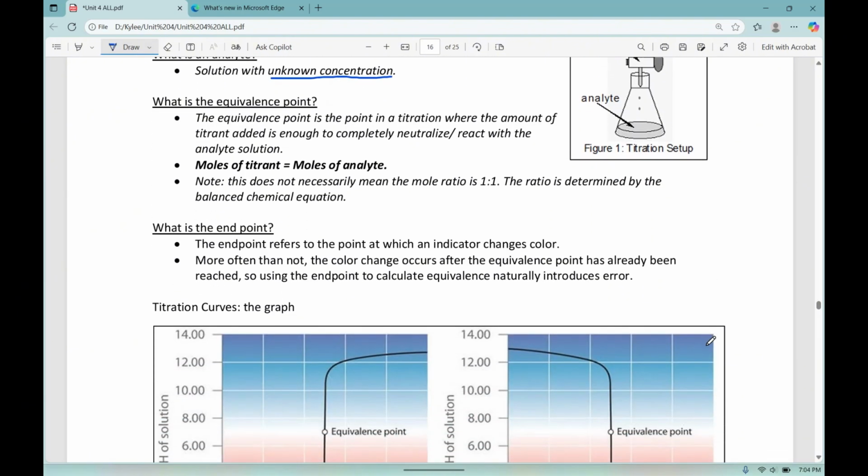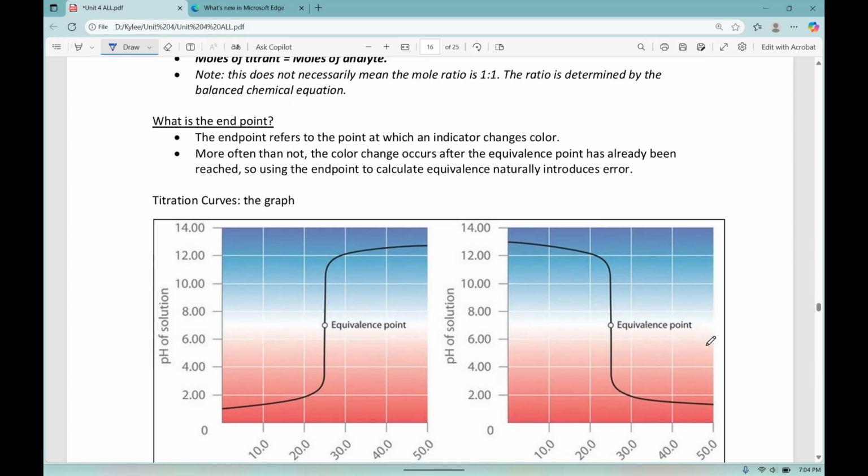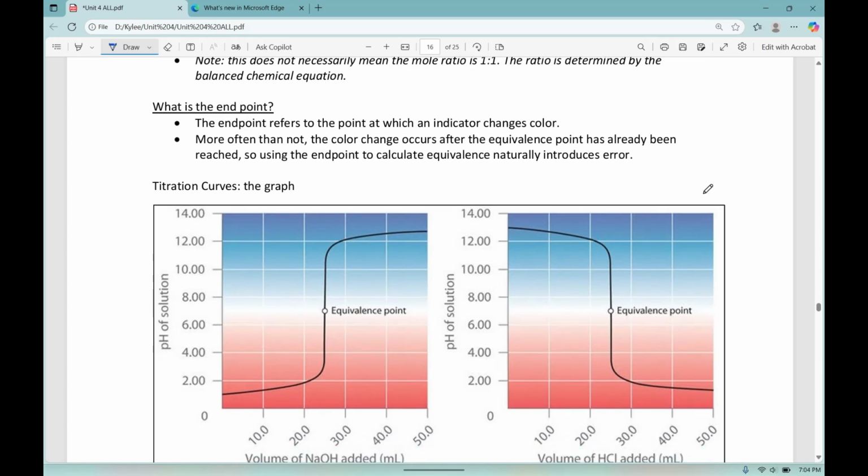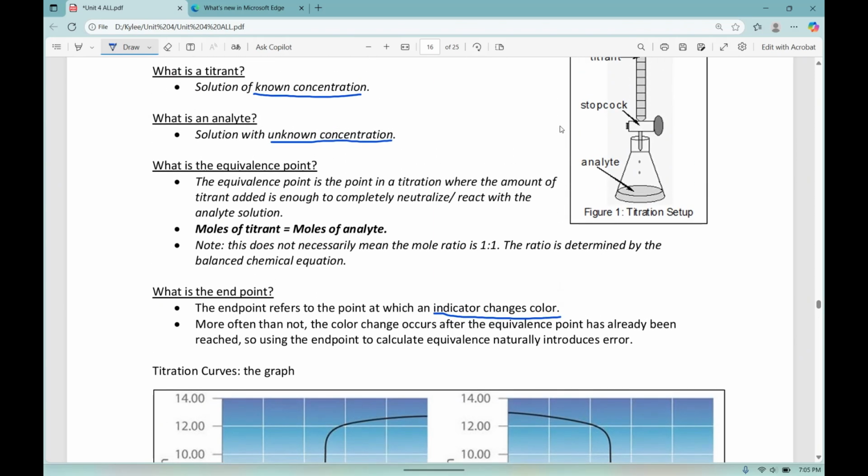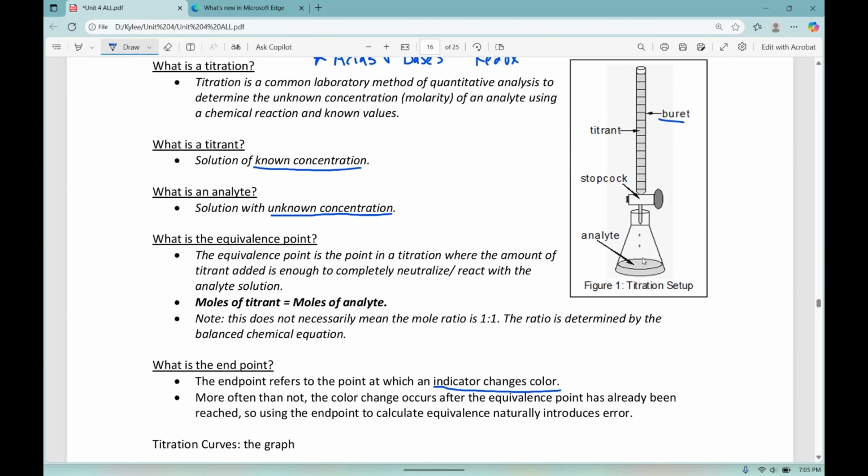The endpoint of a titration refers to the point at which the indicator changes color. So usually we're doing this experiment and we're adding our titrant until we see a color change. Coming back up here to our diagram, I'm going to be looking for a color change down here that will tell me when the titration is over. And that is the endpoint.